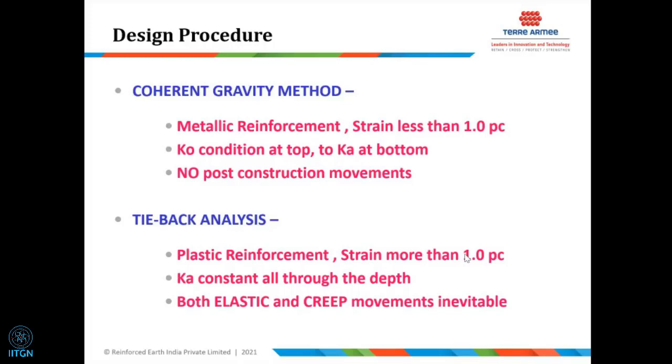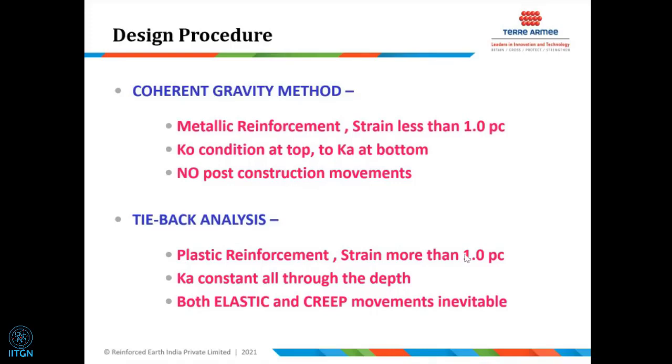So the coherent gravity design method, as of now, is applicable for inextensible reinforcement where the strain is less than 1%. That means the behavior of the structure is slightly rigid in terms of its deformation, and that's why the earth pressure coefficient is not constant. Because of the steel, generally the post-construction movements or deformations are less, but in general it is applicable for both the cases. There is hardly any post-construction movement, even in the tieback wedge method.